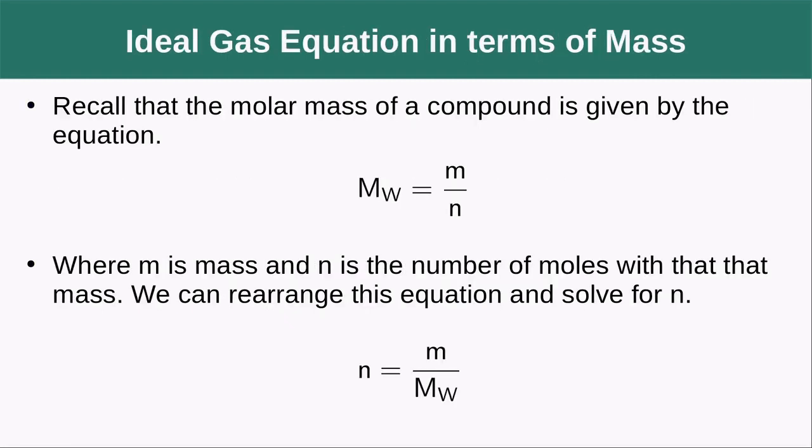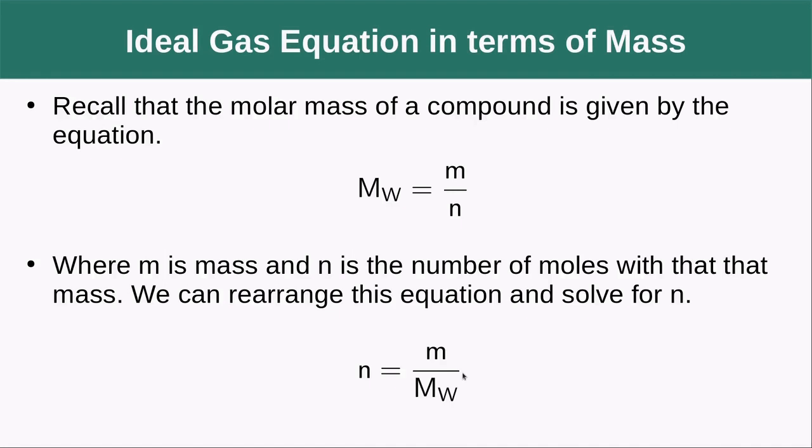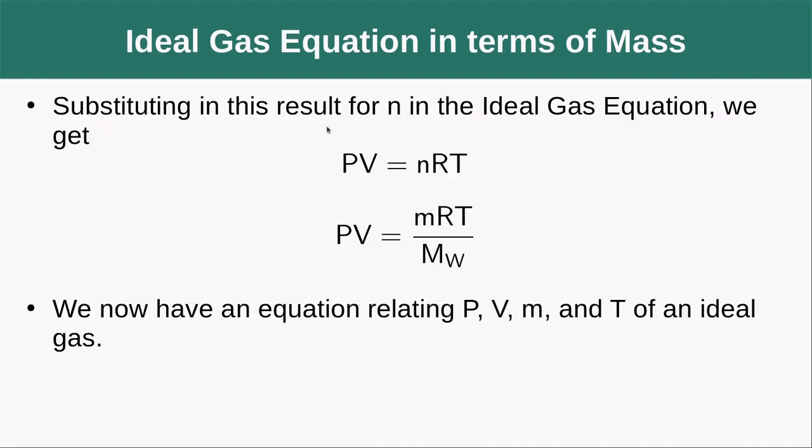So we're going to recall that our molecular weight is the mass of something divided by how many moles there are of it. And rearranging that for moles, we can see that the moles of something is the mass of it divided by its molecular weight. If we substitute the mass divided by the molecular weight for n into our ideal gas equation, we get this equation now, where PV equals the mass times R times the temperature divided by the molecular weight.